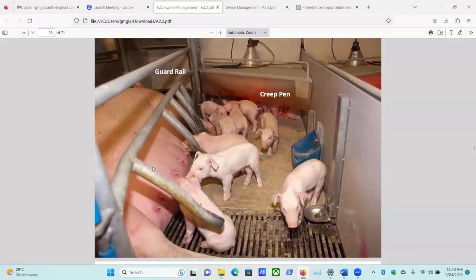It is called crushing. To prevent that, this farrowing crate is essential. At the same time, providing external temperature is very much helpful. In the creep pen area, you can see there is an external heat source. So by providing the external heat source, we can safeguard our piglets.